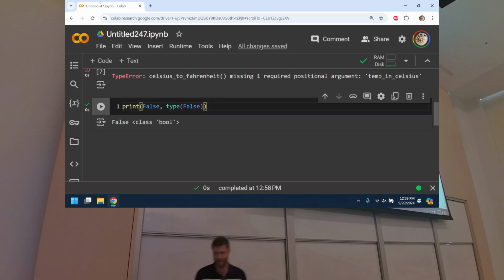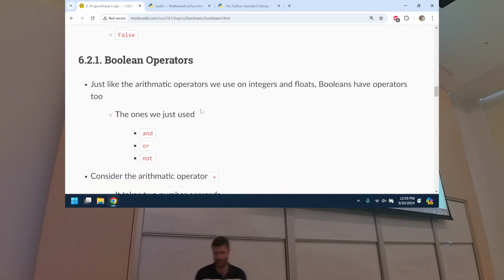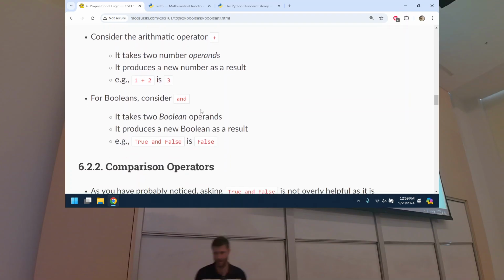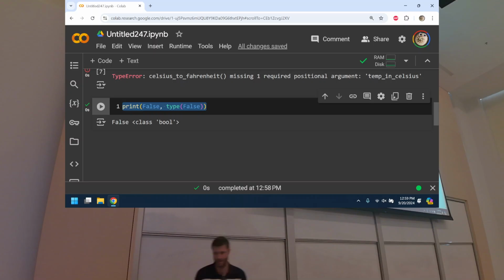Cool? Happy? Sad? Yeah, okay. Unlike integers, strings, floats, they can only take on one of two values, right? And then Boolean operators. Well, we just looked at some. Boolean operators, just like arithmetic operators used on integers, Booleans have and, or, and not. I already showed you this. Consider the plus sign. Well, with integers, that's an operator that does addition. With strings, what does the operator do? Concatenates. So Booleans, it's the same idea, but you use it on Booleans.